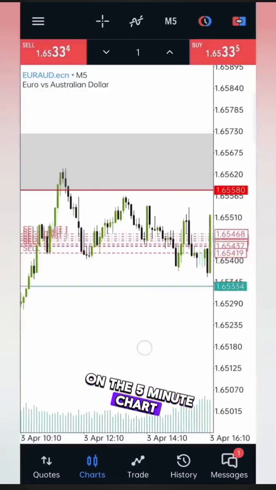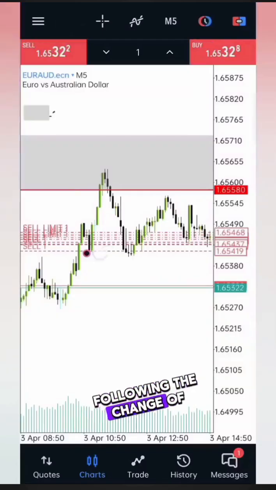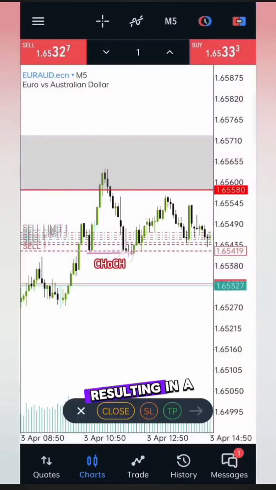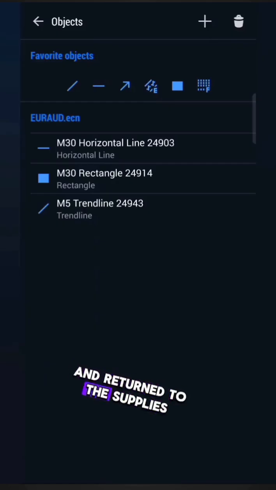On the 5-minute chart, you can see a change of character. Following the change of character, the price broke another lower low, resulting in a break of structure, and then the price retraced and returned to the supply zone area.